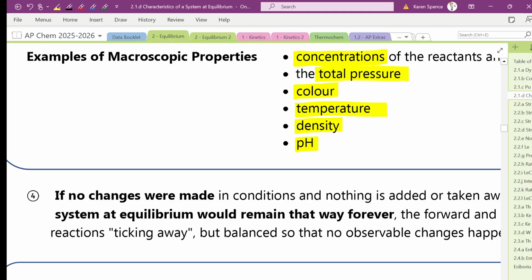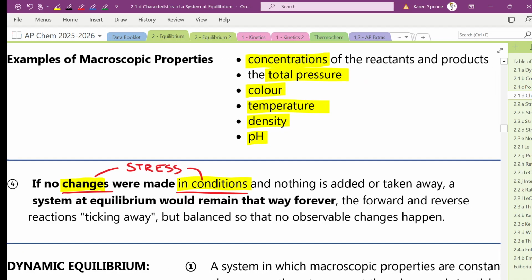If no changes are made in conditions, do you remember what we called changes in conditions? We gave a word for that yesterday. That's called a stress. If no stresses were placed on the system, or no changes were made to the conditions, in other words, nothing is added, nothing's taken away, temperature remains the same, a system at equilibrium will remain that way forever. You will get a system at equilibrium that's been that way for 25 years.